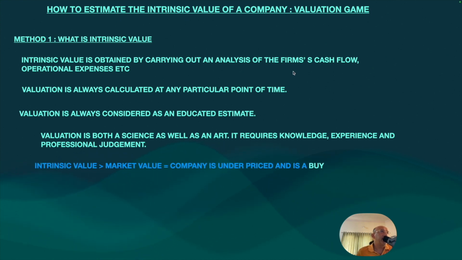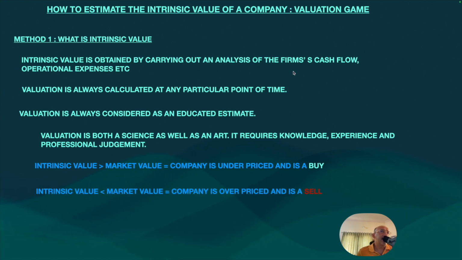Suppose the intrinsic value of a particular stock or company is greater than its market value, then the company is underpriced and it is a buy. However, if the intrinsic value is less than the market value, the company is overpriced, and usually analysts advise to avoid such stocks because the intrinsic value is already less than the market value.